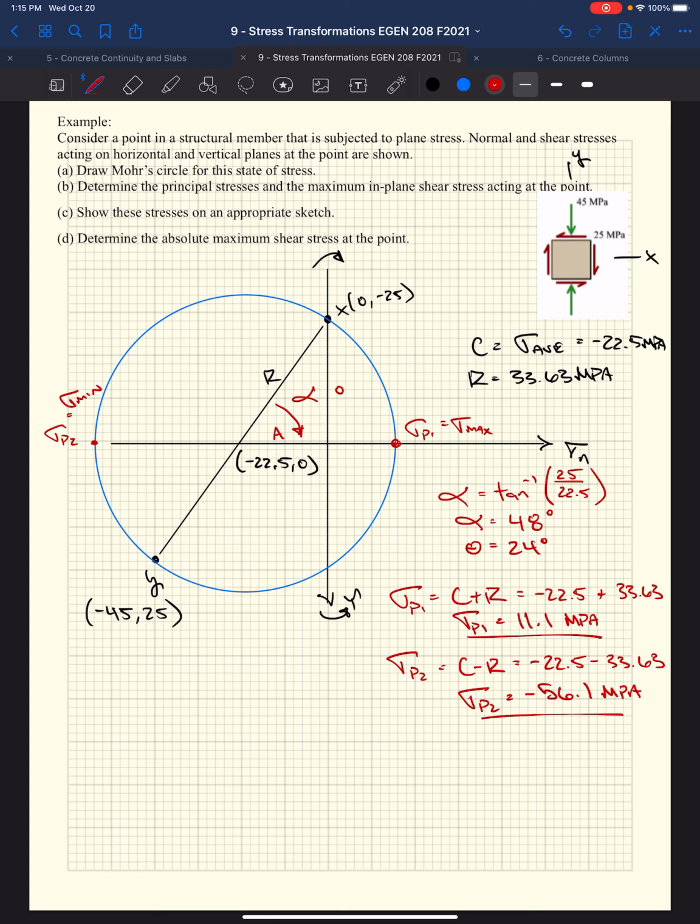So now we've got our stresses, right? We've got our principal stresses, which are our maximum normal stresses. We know that our maximum in-plane shear stress is the radius, right? It's just the radius of this circle, because the maximum shear stress acts above and below the center, a magnitude of the radius away from it. We know the radius is 33.6 megapascals. So we've got our critical stresses, right? Maximum normal stresses, both in compression and tension, and then our shear stress.